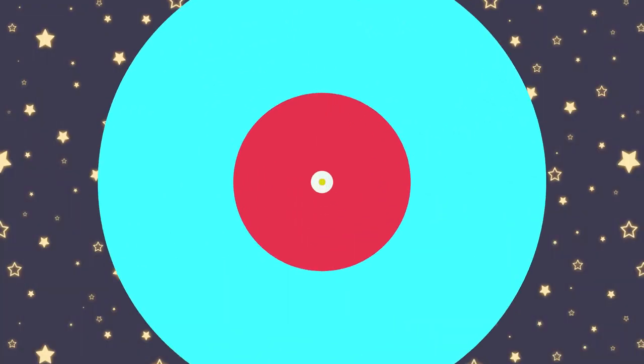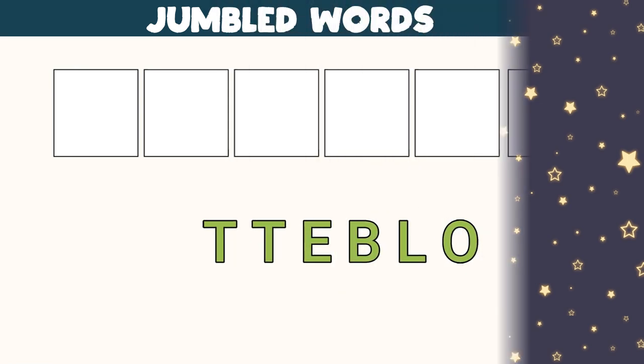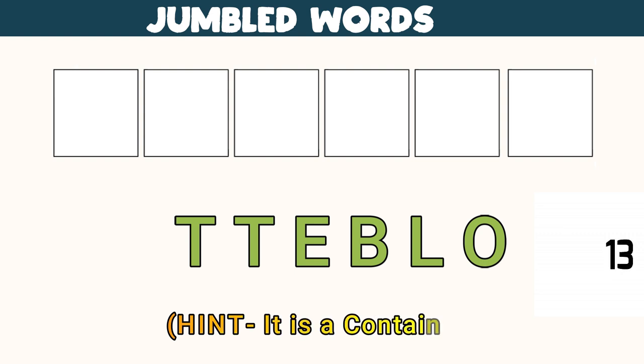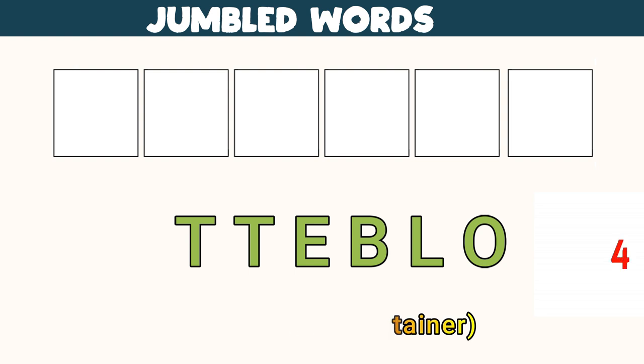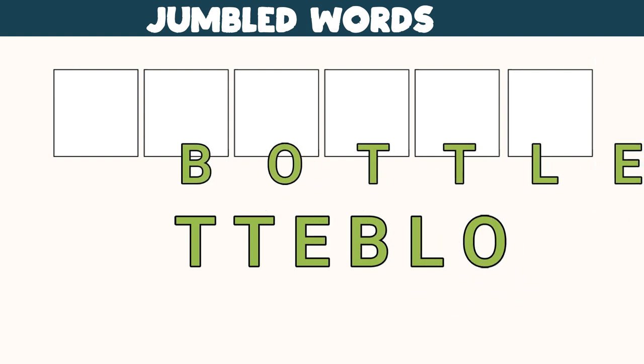So let's arrange a jumbled word now. You have 20 seconds to guess the correct word. A small hint for you, it is a container. I know you got it right. It is a bottle.